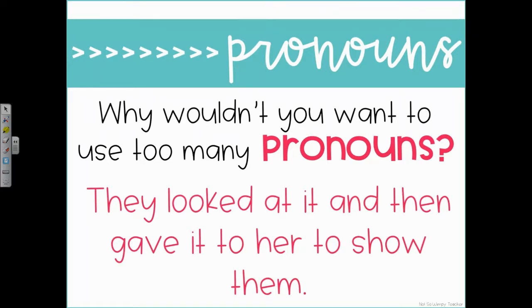That's too many. And if you're using too many pronouns in your writing, your audience is going to be very confused. Who is they? Who are they? And what are they looking at? And who are they giving it to? To show who? There are too many unknown things here, so you want to keep that in mind when you're using pronouns in your writing. You never want to overuse them.